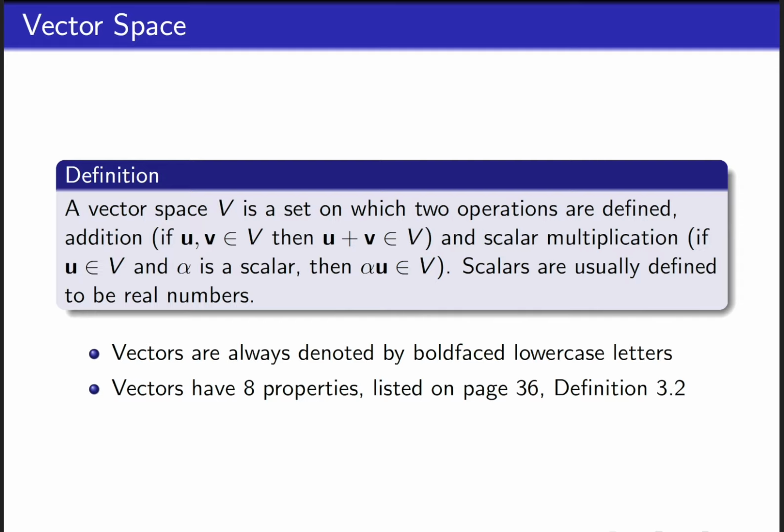Vectors are usually denoted by bold-faced lowercase letters. Elements of a vector space also satisfy 8 various properties, all of which can be found in your textbook on page 36. These properties are exactly the things that you would expect. These are things like commutativity, associativity of addition, the distributive property, the fact that a zero vector exists. All things that you would probably come up with yourself if you were to define a vector space out of thin air.